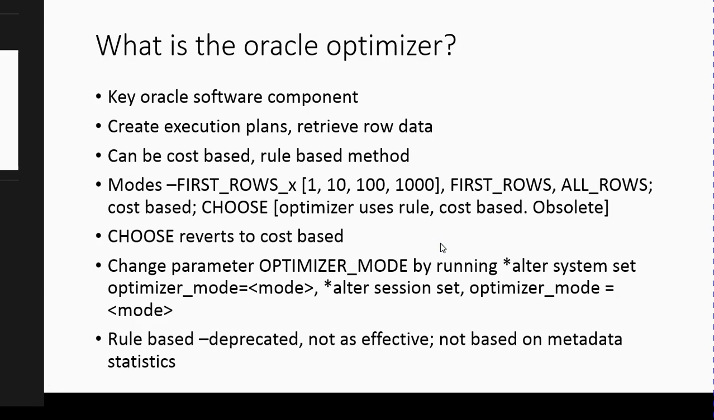But because by default you have the cost based configuration for the optimizer, when you put choose, it's just going to revert to the cost based method, because that's what's enabled by default. And so as I just said, the choose is going to revert to the cost based, because that's what's configured on the Oracle software by default.